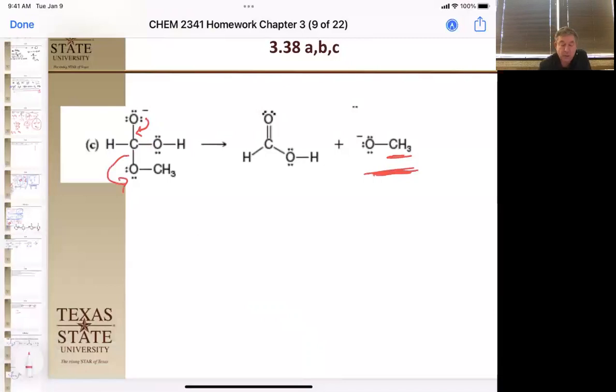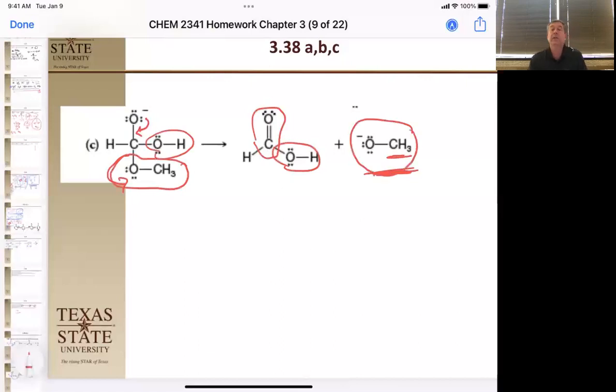So let's see if that worked. We'll have a double bond, we'll have our OH still on there, and we'll have a negative oxygen with a methyl group on. So we followed the rules and we have the right product.